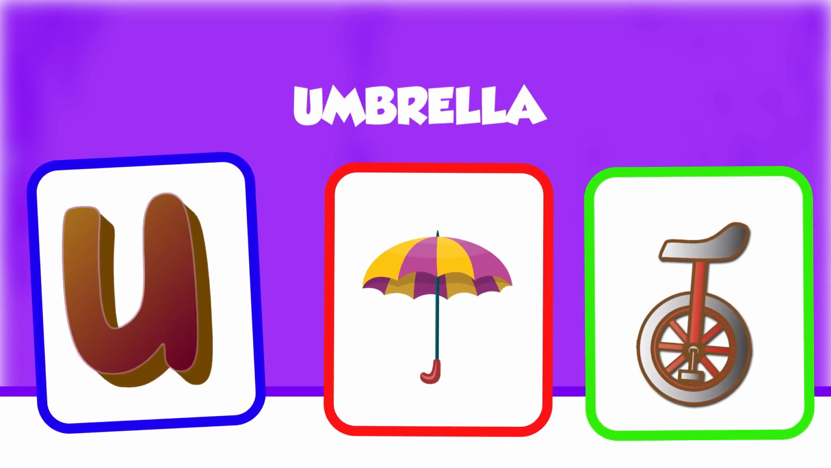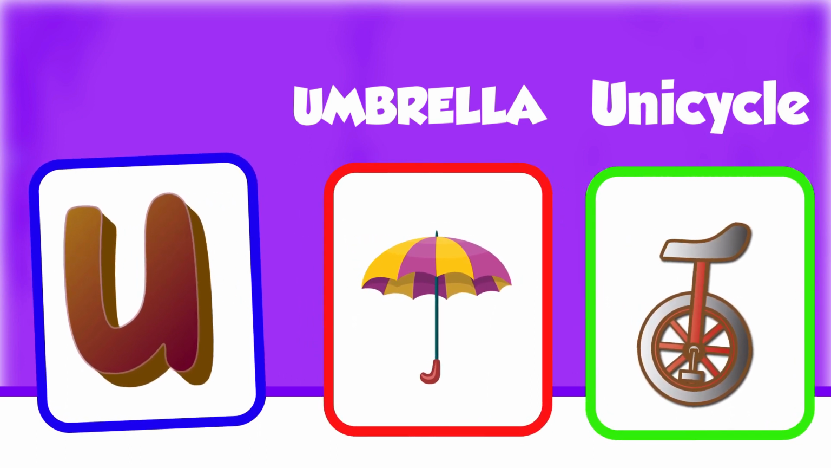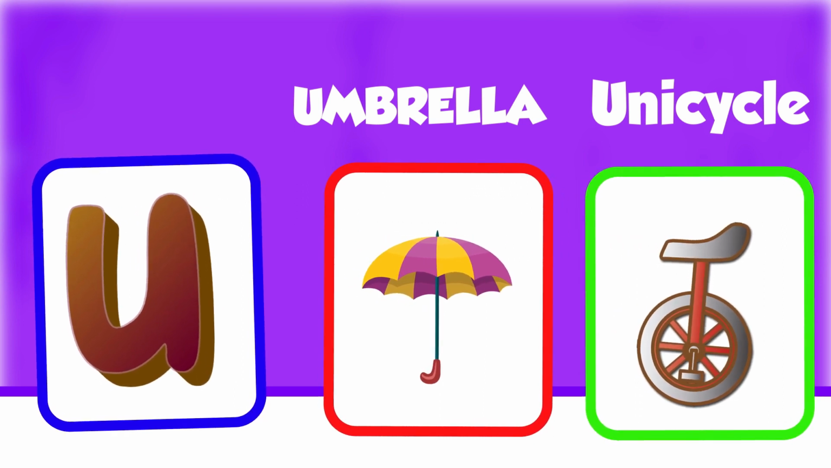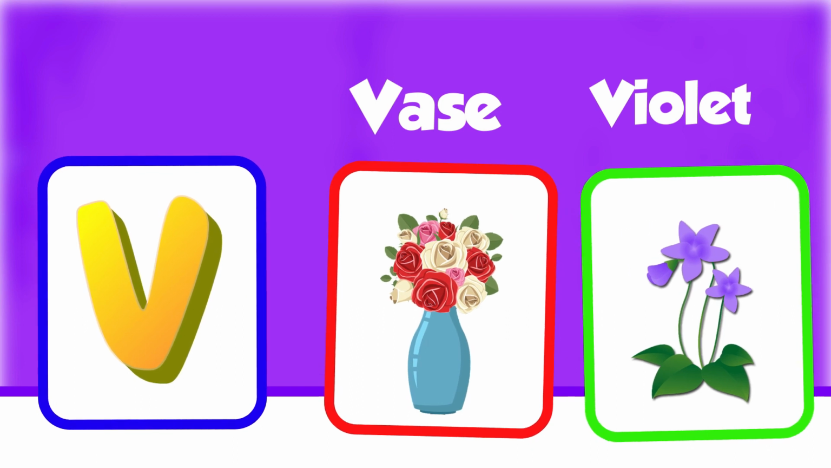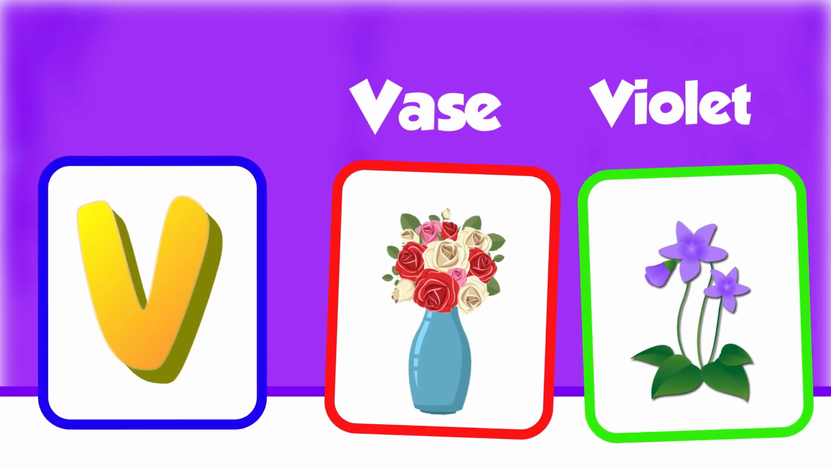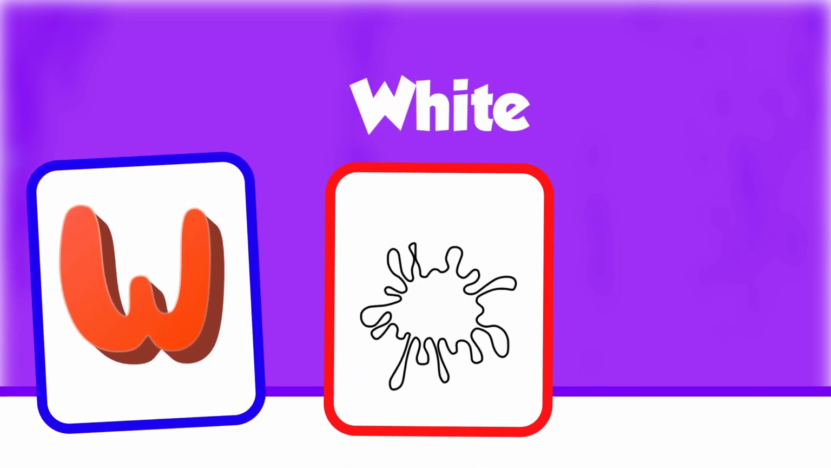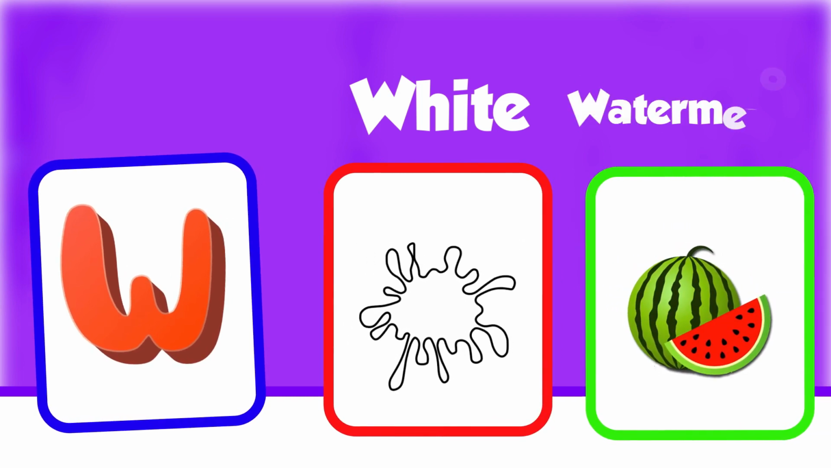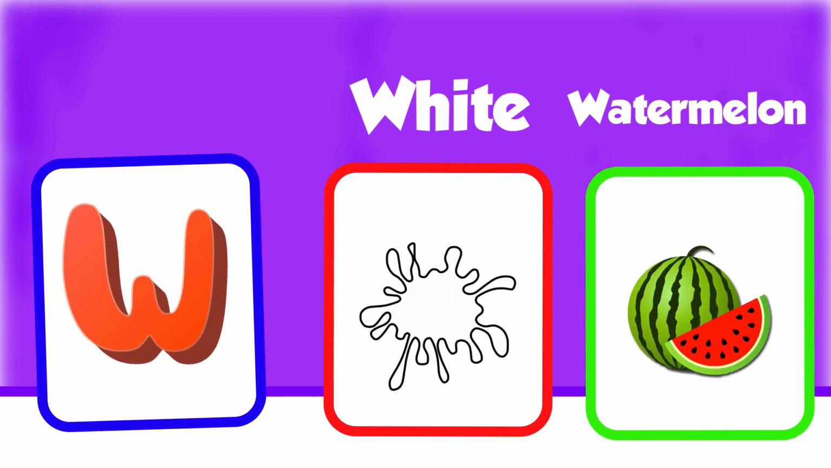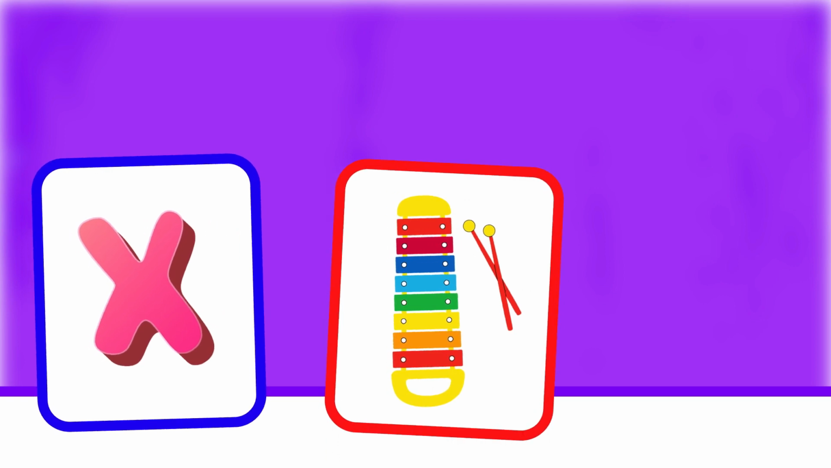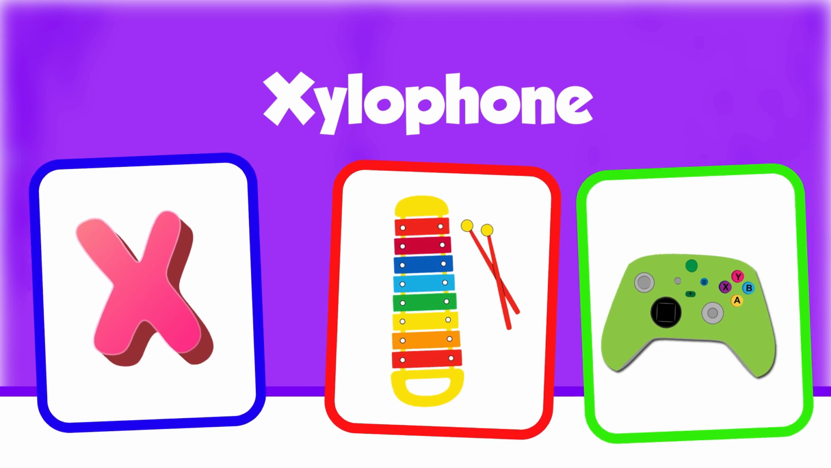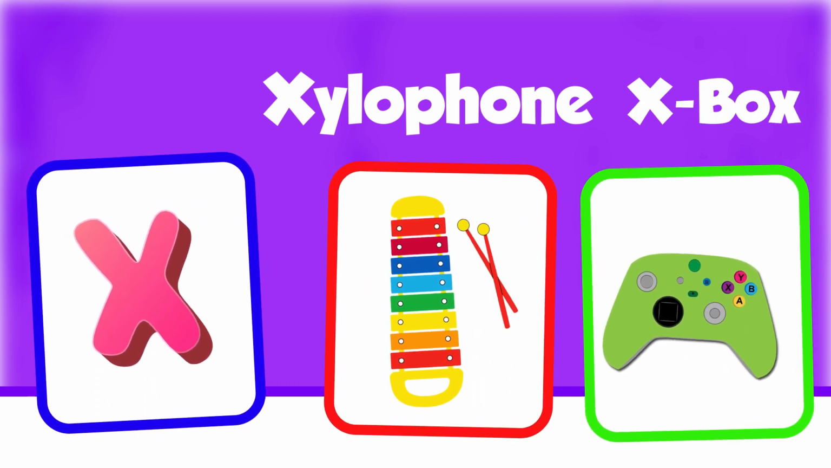U is for umbrella, umbrella. U is for unicycle, unicycle. U is for umbrella. U is for unicycle. V is for vase, vase. V is for violet, violet. V is for vase. V is for violet. W is for white, white. W is for watermelon, watermelon. W is for white. W is for watermelon.